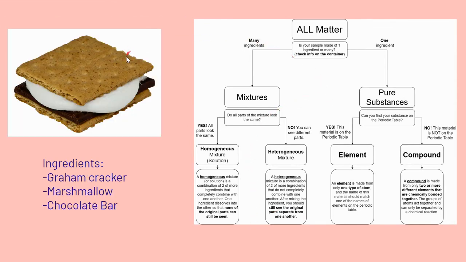And for my final example, a s'more, I can see that it has three ingredients, and you might see already that I can see the different parts. But let's use the flowchart one more time. Do I have one ingredient or many? I have many, so I'll follow the left path. Do all of the parts look the same? No, I can see the marshmallow, the chocolate, and the graham cracker, and therefore I have a heterogeneous mixture.